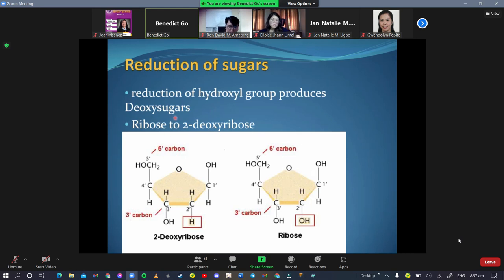Reduction of sugars can also be found in deoxysugars. Reduction of the hydroxyl group produces deoxysugars. For example, ribose can be reduced to 2-deoxyribose, found in your DNA and RNA.